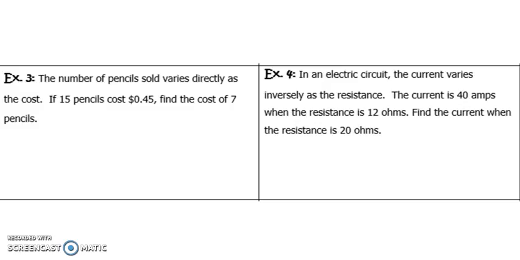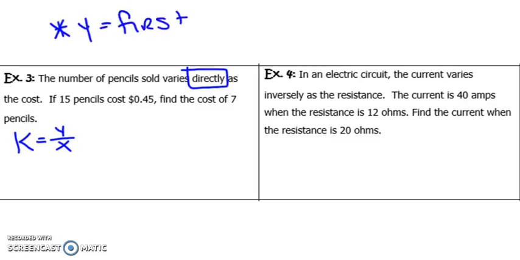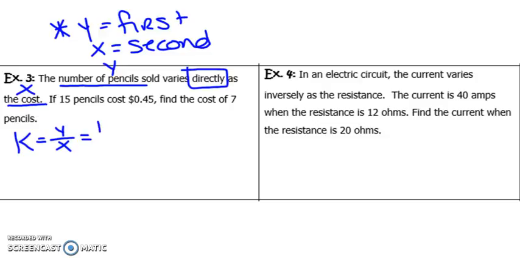So if we look, first of all, I'm going to box the word directly. That tells me my k needs to equal y divided by x. Well, now we need to figure out what y is and what x is. The thing to keep in mind, y is first and x is second. Every time. It doesn't matter if it's a direct or an inverse. So my number of pencils is going to be my y. We're going to look after the word directly, and the cost is x. So in this case, instead of y over x, it's going to become p for pencils over c for cost.